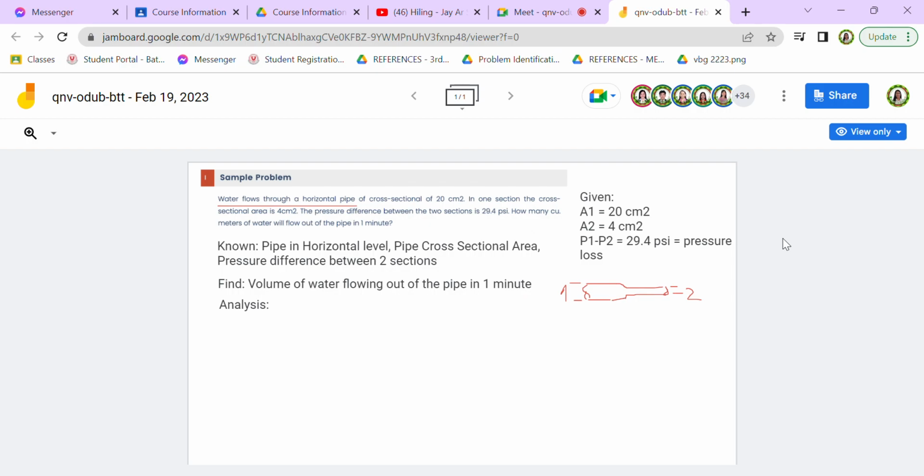So makita rin natin sa given that unit natin dito is in centimeters squared or in metric unit, while the unit for the pressure difference is 29.4 psi. So we need to convert muna ang psi into metric unit para maging standard yung ating unit system dito sa problem. So analysis, ano ang gagamitin natin ditong equation? We can use the Bernoulli's equation or Bernoulli's theorem. I just copy paste the equation.